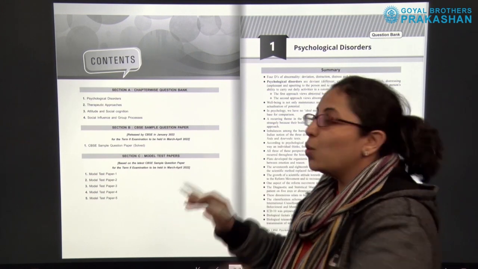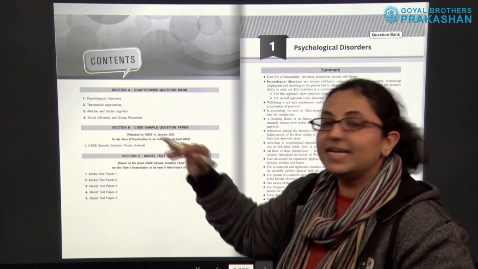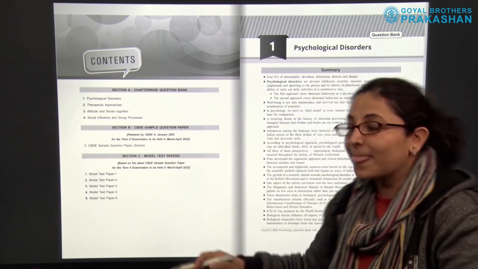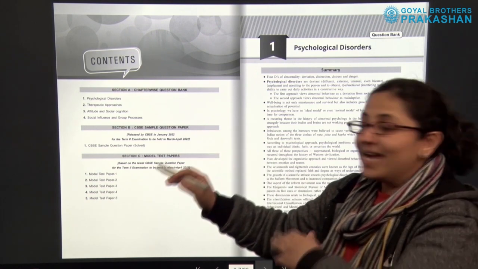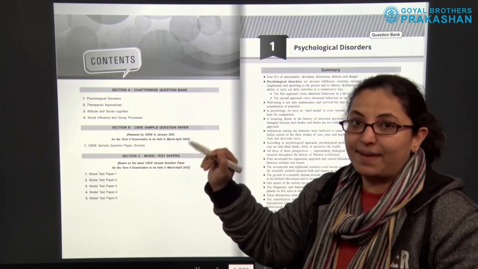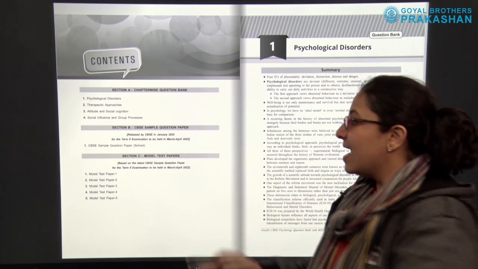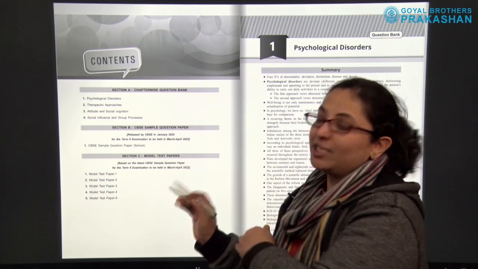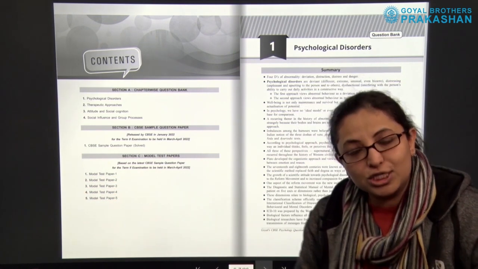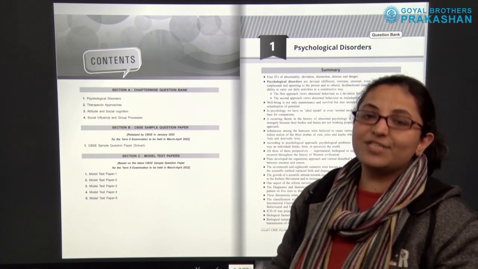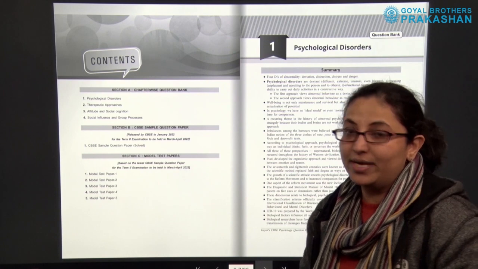After the syllabus, we have the contents. If you see, the contents are divided into 3 different sections: Section A, Section B and Section C. Section A is the chapter-wise question bank, Section B is the CBSE sample question paper and Section C is the model test papers. There are 5 unsolved model test papers for the practice of the students for the examinations. Now let us go through each section individually.